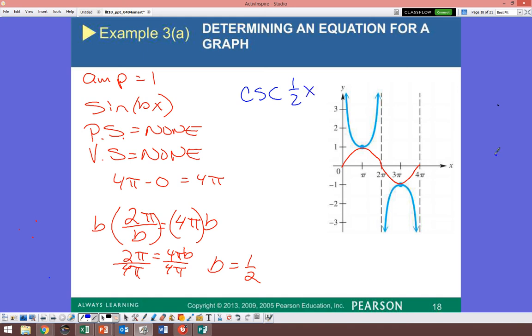Is there any phase shift? Nope. Is there any amplitude other than 1? Is there any vertical shift? No, so we're just left with that. That's easy. So you just have to draw it in and start figuring out those other things, right? Now the next one's going to be a little bit more confusing.